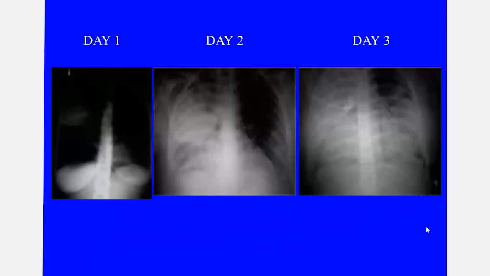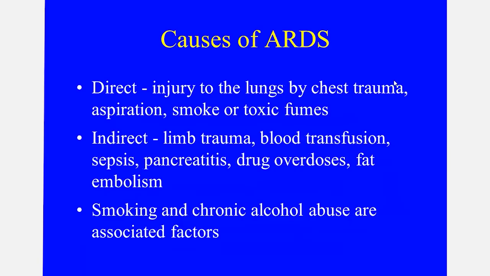You can see from here, day 1, things don't look too bad. Day 2, you can see one of the lungs has already turned white. And then on day 3, there's practically a whiteout of both sides of the lung with a very small area, which is where the exchange of oxygen is taking place.